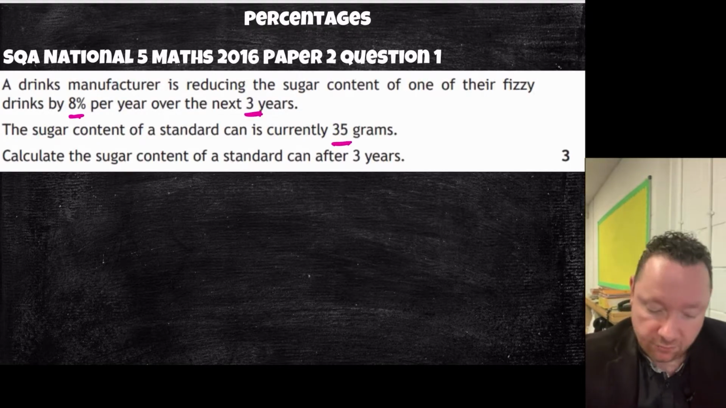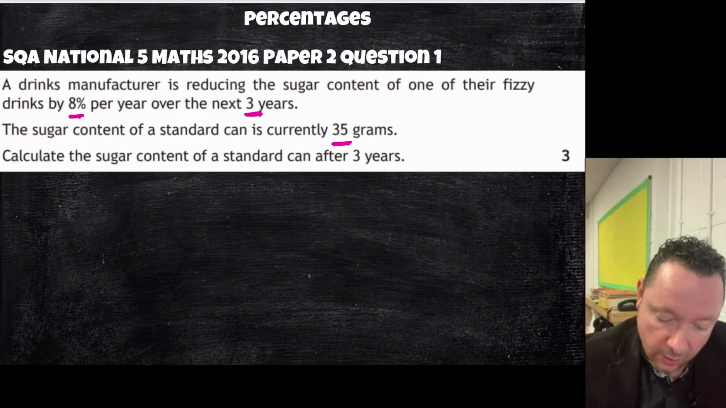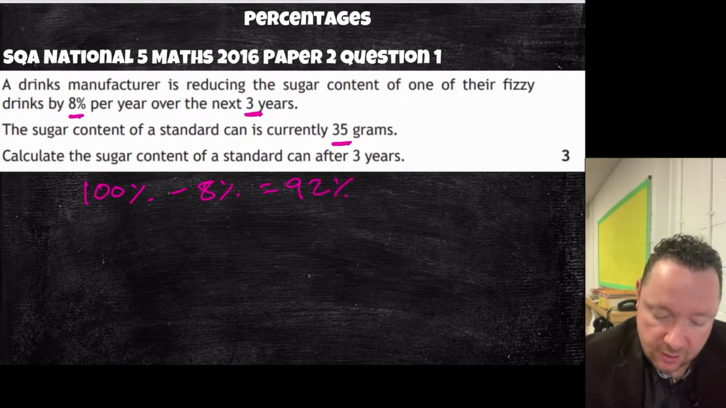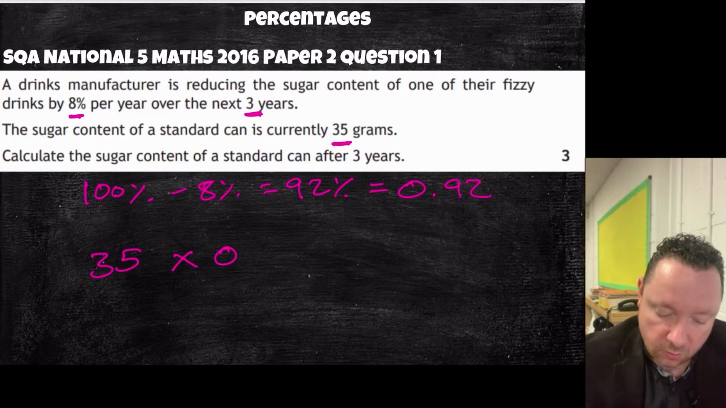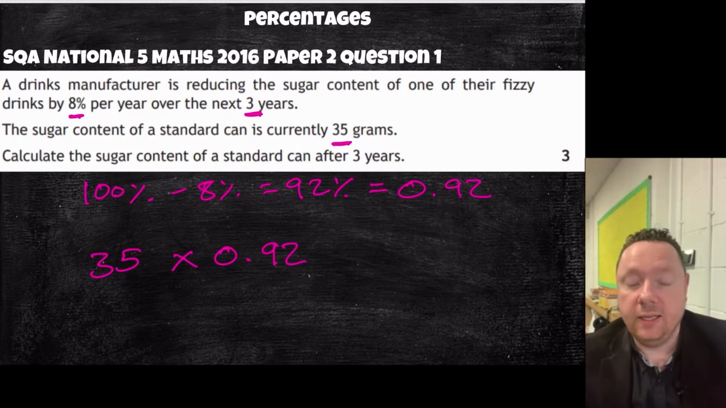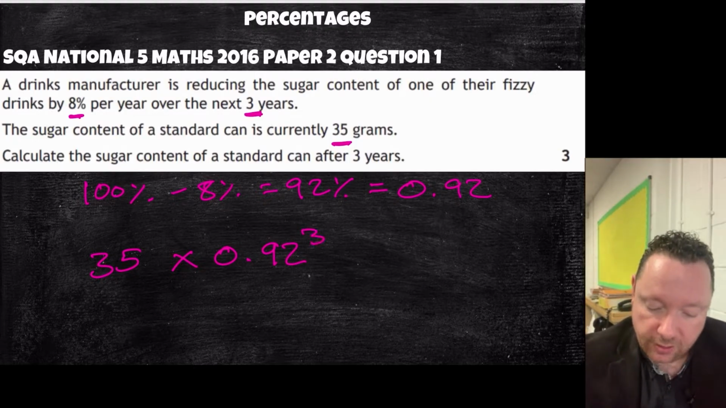So dealing with the percent first, it is going down. So it's 100% minus 8%, which is 92%, which is 0.92. So that's our multiplier. So we take our amount, which is 35 grams, and multiply by our multiplier to the power of how many years it is, which is 3 years, and we get a calculator out and work it out.